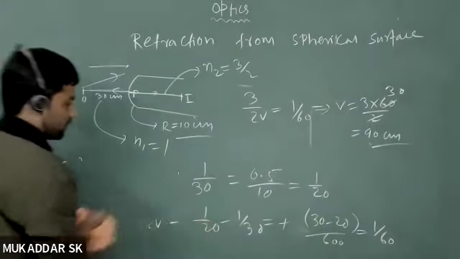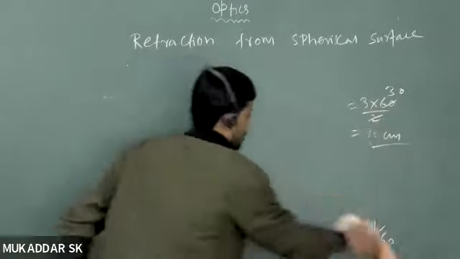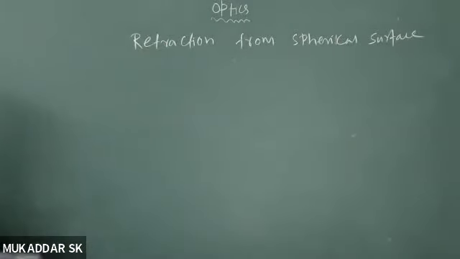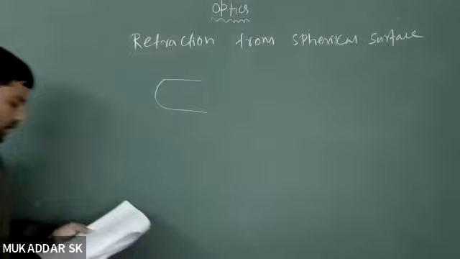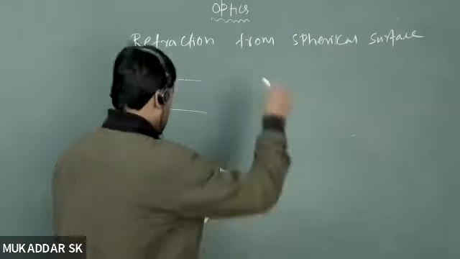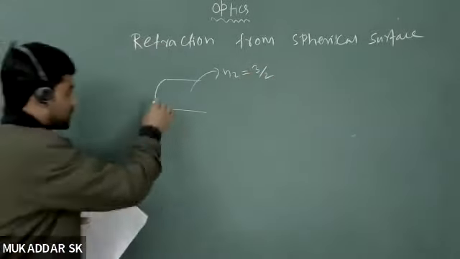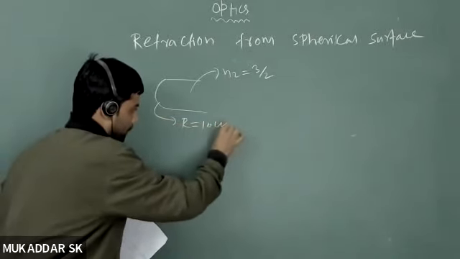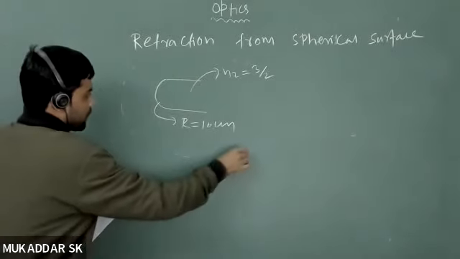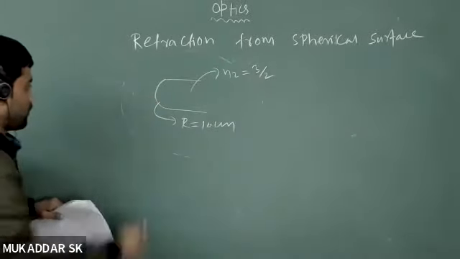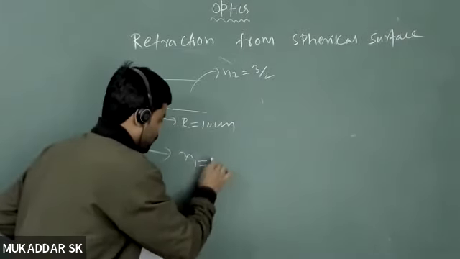Now suppose second time. Problem second. Now again you have a glass, and refractive index is same. That is how much? Again, N2 is 3 by 2, and radius of curvature R equals to 10 centimeter. And this glass is surrounded by water this time, not by air. Refractive index of water, that is N1, 4 by 3.